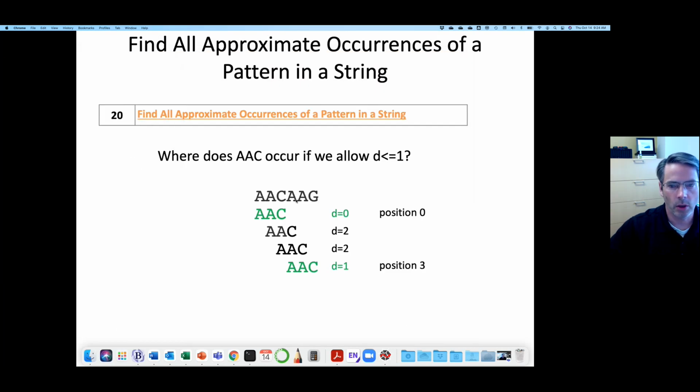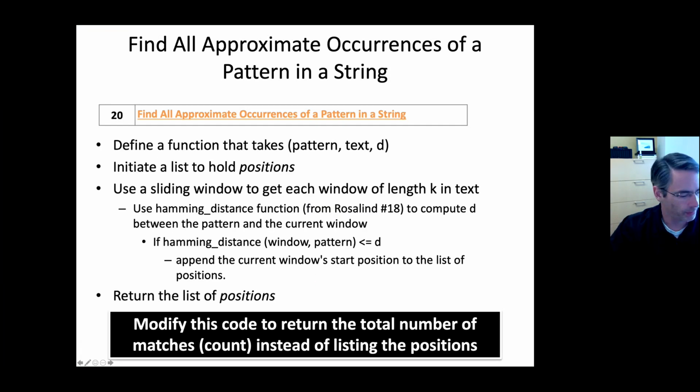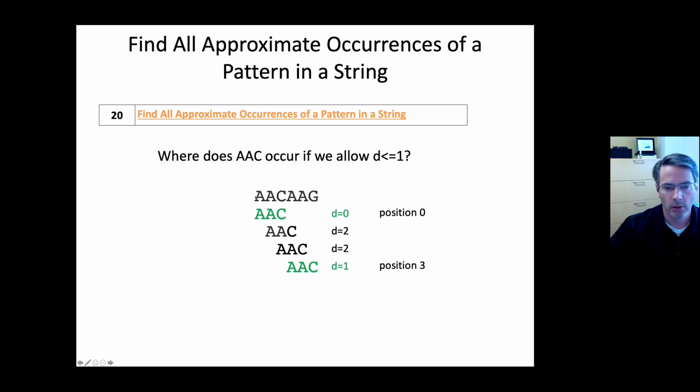So how does that work? I just have a cartoon example here. This is really what we need to write some code to do. The text here, so this top row is the text, and then AAC would be like the pattern, right?